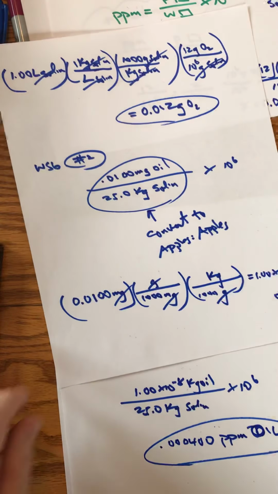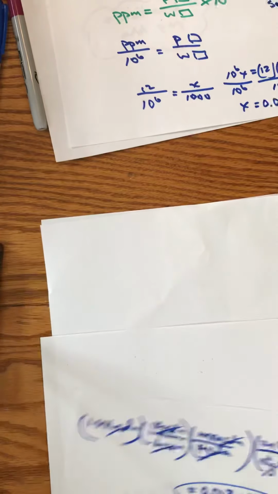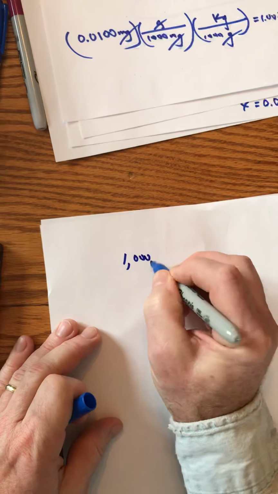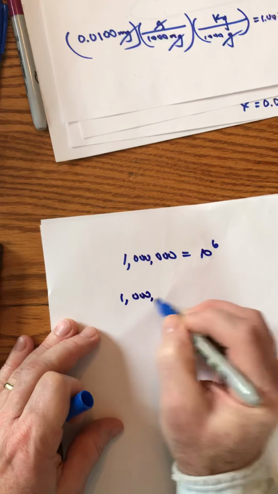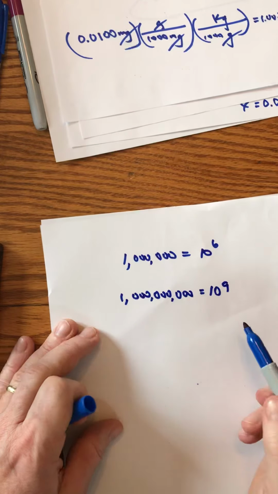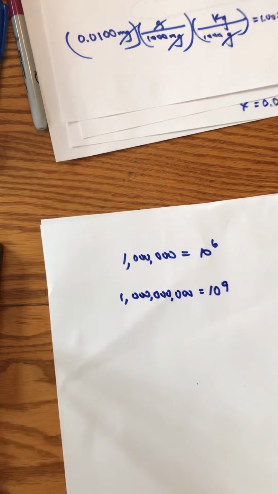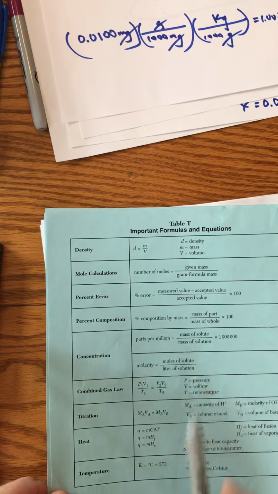Okay, that's your homework for today. Worksheet 6. There are 9 problems on there. You've got 8 more to do. If you look at number 9, they talk about parts per billion. If 1,000,000 is 10 to the 6th, a billion is 10 to the 9th. Okay? We could do trillions as well, but there's no point. Part over whole times 1,000,000. You'll find the definition on table T as well.